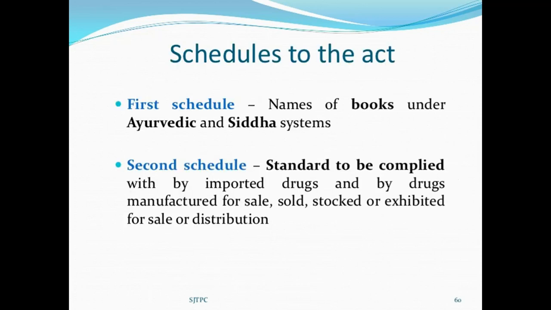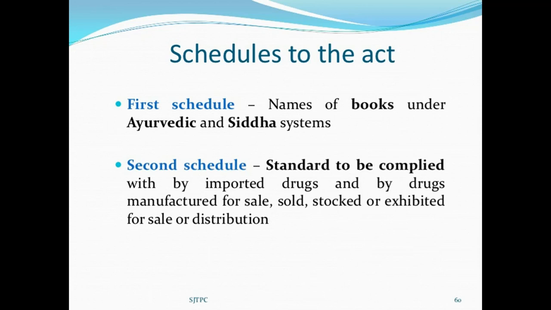Next. In this Act, there are mainly two schedules. One is the first schedule. What does the first schedule contain? As per the Act, there are two schedules. You should remember the first schedule: names of the books under the Ayurvedic and Siddha system. All the books related to ancient India, that is Ayurvedic or Siddha system, are listed in the first schedule.